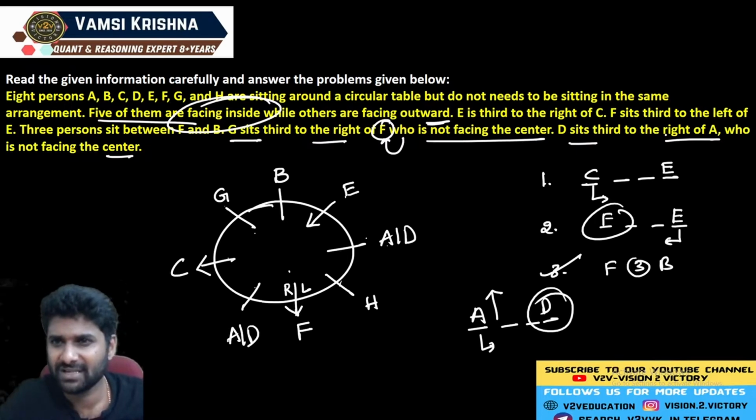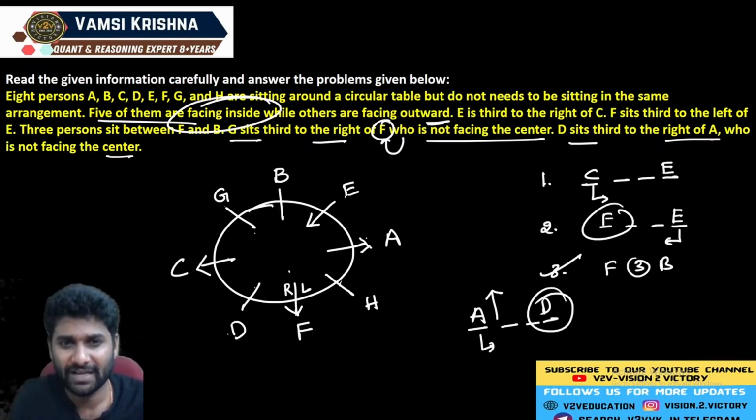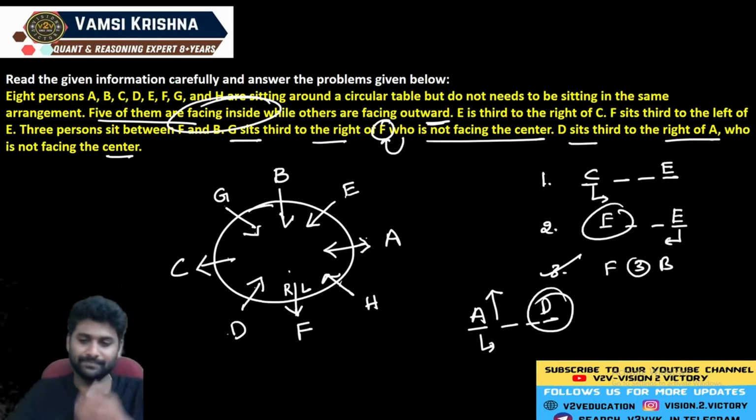They already mentioned that A is not facing the center. A is also facing outside. If you place A outside, definitely you will get D here. Why? Because it's the right side. Now we get A, F, C outside. Definitely all the other people are facing inside. Yes, we are done with this.